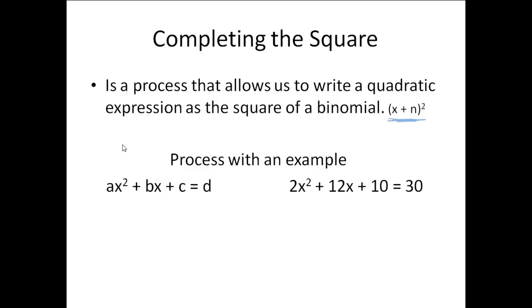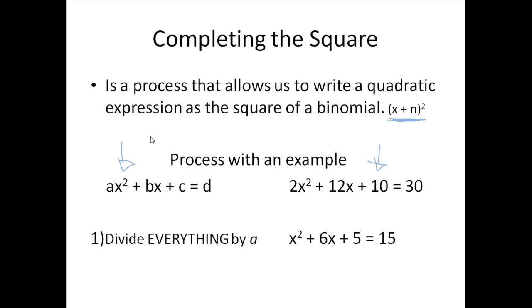On the left side, we'll be doing the process. On the right side, we'll be doing an example to show you what I mean when we go through all the steps. First thing we need to do is divide everything by a. Remember, when you have a quadratic expression, a is the number that's with the x squared term. So in our example here, we need to divide everything by 2. When you divide everything by 2, you end up getting x squared plus 6x plus 5 is equal to 15.